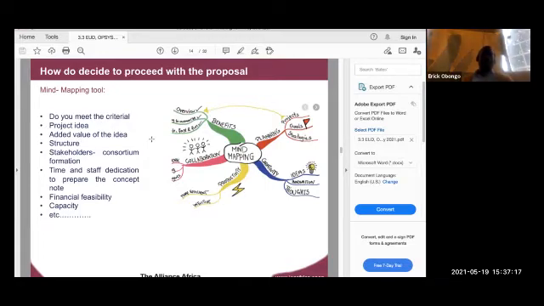You need also to see the added value of the idea to your specific organization. What is the added value, or what the organization is also contributing to this kind of thematic area that is being fronted for the call for proposal. The consortium, what are their weaknesses, what are their strengths, you do more or less a SWOT analysis of the people that you are going to engage. The time, how much time are you going to dedicate for you to be able to come up with the concept note? There's also the issue of financial feasibility.